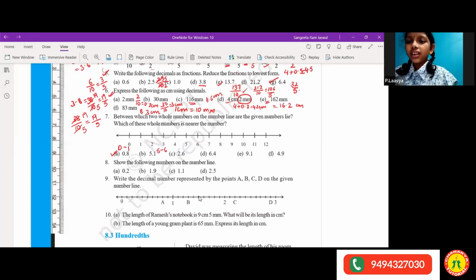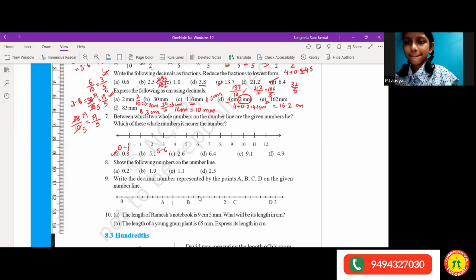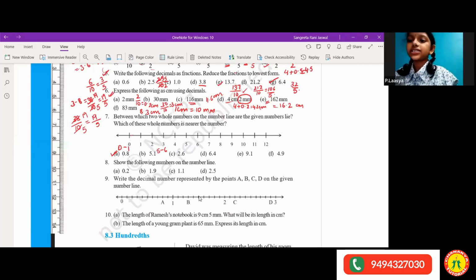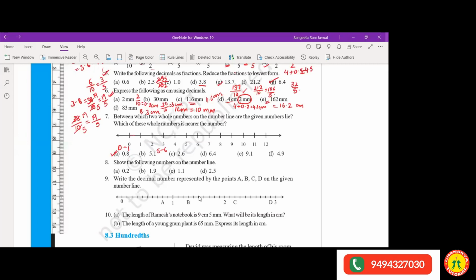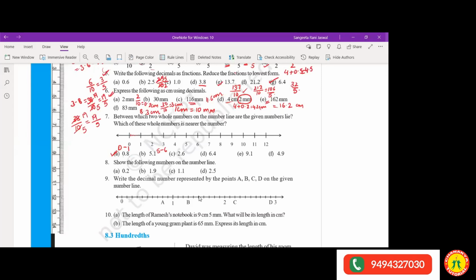But why? See, 0.8 lies between 0 and 1. When you start from 0, the first point, you have seen a scale? There are 10 small lines in between. Your scale, you must be having your scale with you. That one small line is 1 millimeter. So 0.1, 0.2, 0.3, 4, 5, 6, 7, 8. Then comes 0.8. So that means 0.8 is somewhere here. That means 0.8 lies between 0 and 1.